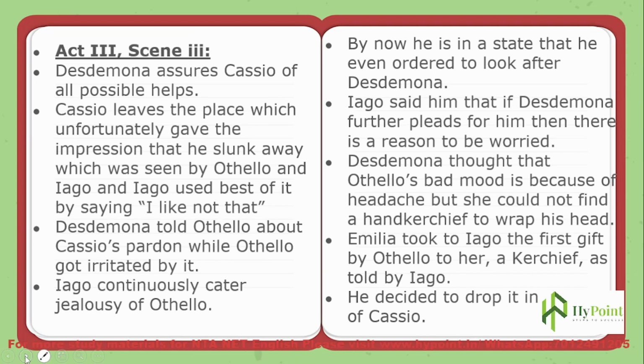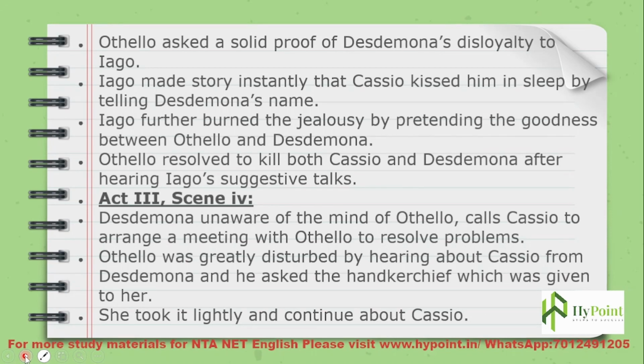Othello will find the handkerchief with Cassio, and this will burn him inside. And Othello asked Iago for solid proof of Desdemona's disloyalty. See, he is not asking anything of Desdemona, Emilia, or any other person to check whether all these things are actually happening or not.